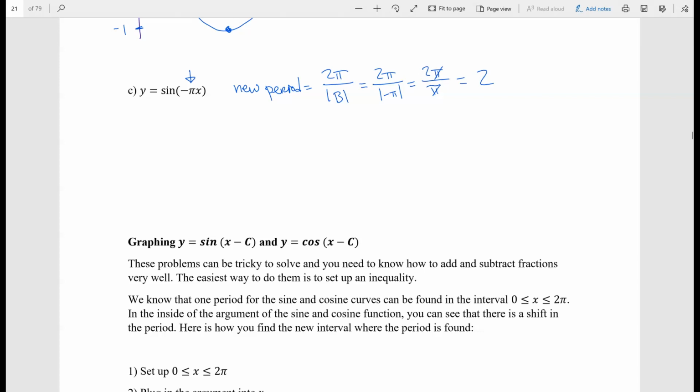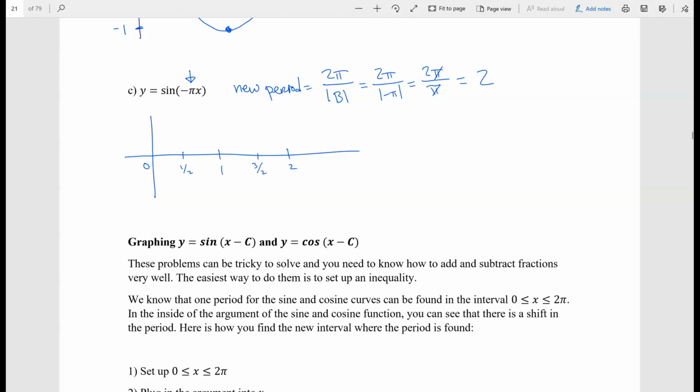Okay, so now let's go ahead and just draw this. This guy is going to be from 0 all the way to 2. Now in this case, it's really, really easy to see the midpoints. Halfway between 0 and 2 is just 1. Halfway between 0 and 1 is 1/2. Halfway between 1 and 2 is just 3/2.